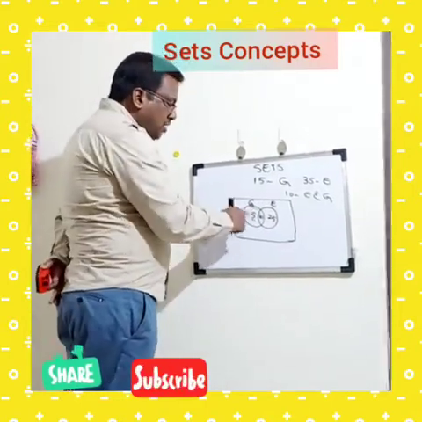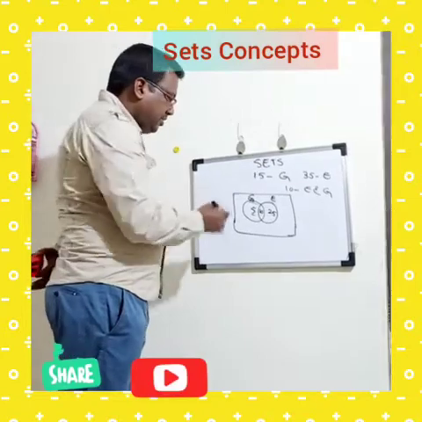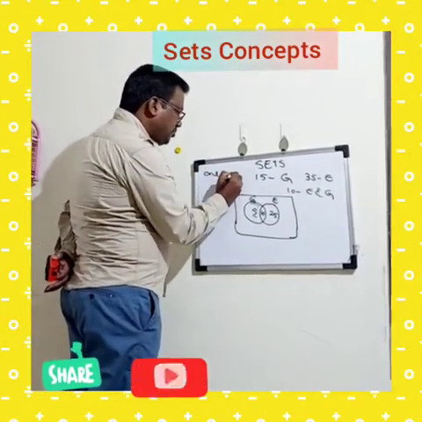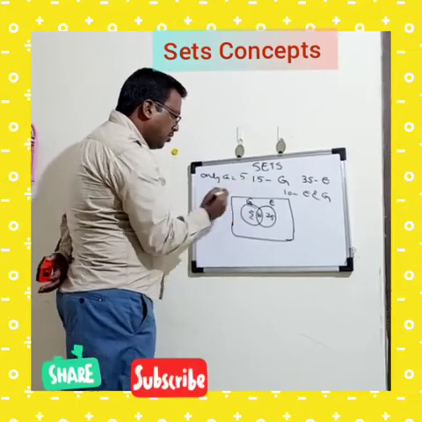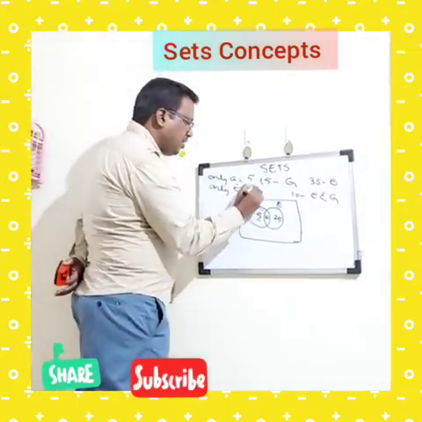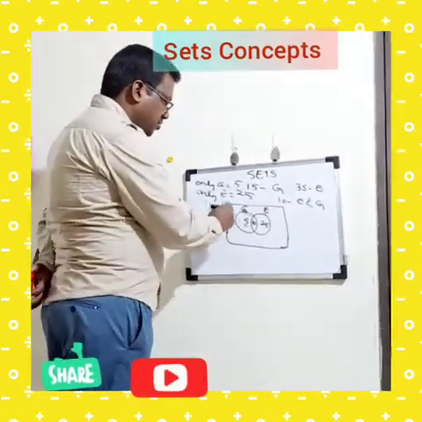How many like both German and English? That is 10. So only German is 5, only English is 25. Only English is 25, only German is 5.